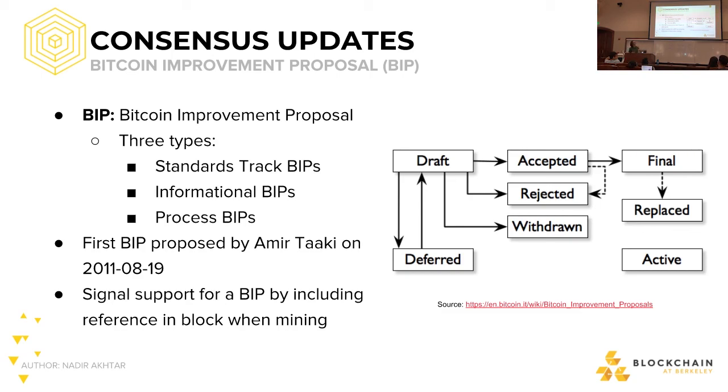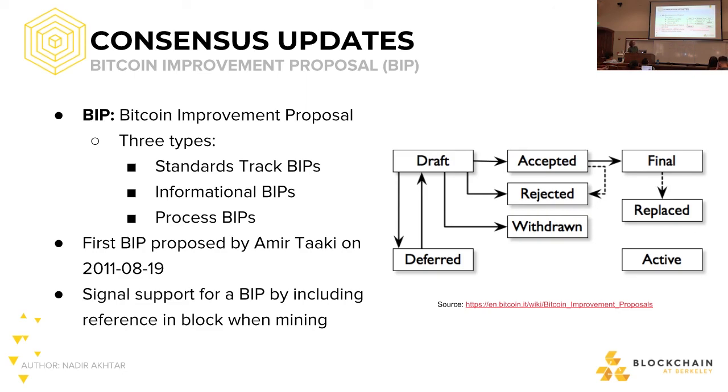Then an informational BIP is more so a discussion or a guideline on how people should do things in the future, but it's not about changing the protocol. It's maybe about how certain things operate. So for instance, if you wanted to write an informational BIP about best practices for running a pool, that's kind of the idea of what you'd do. And then the last one is a process BIP, which is more so specific things that should be done. Again, it's a best practice kind of thing, but it's outside of the protocol as well.